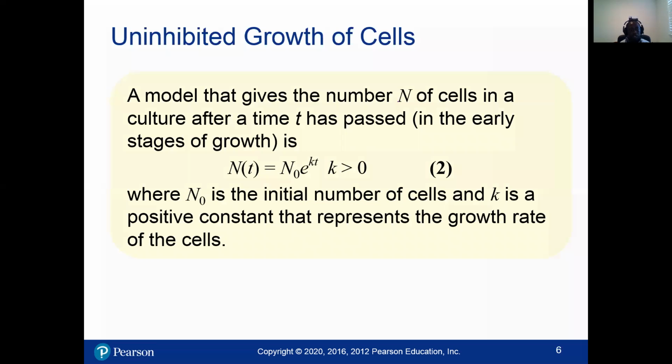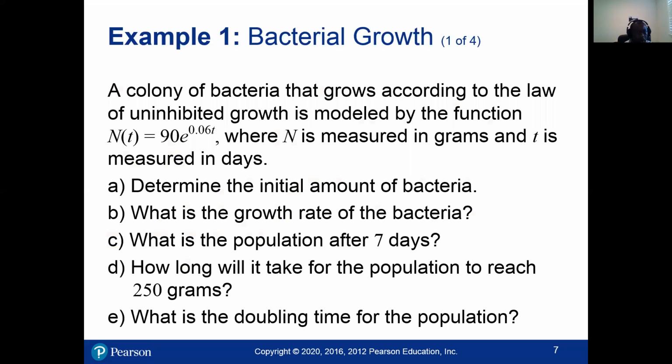Okay, so here's an example. It's a colony of bacteria. You know, bacteria grows very, very quickly. According to the law of uninhibited growth, it is given by this function here, where N is measured in grams, and t is in days. Determine the initial amount of the bacteria.